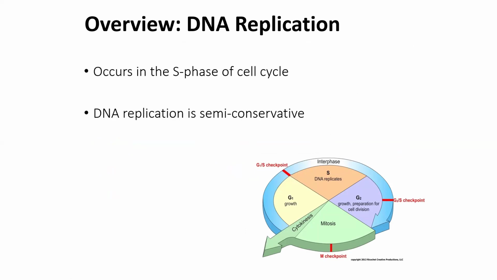DNA replication is semi-conservative in that what it means is that there's a parent strand and a new strand that comes together every time DNA replicates. And whenever this occurs, synthesis occurs from the 5' end of DNA to the 3' end.